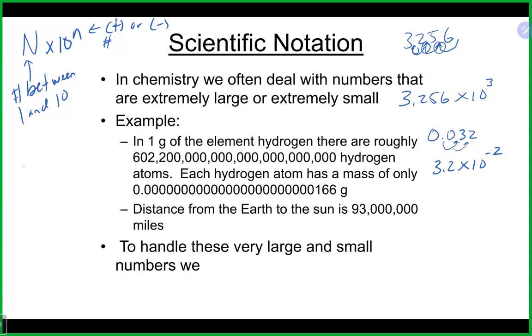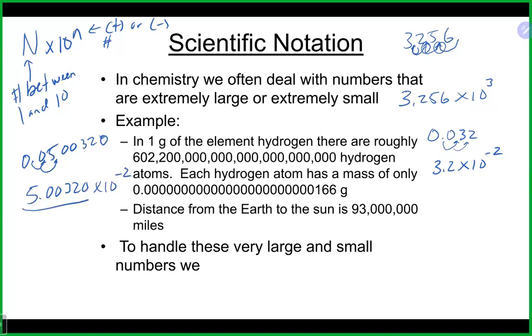So if I had something like 0.05003320, in this particular case, we would go one place, two places, and that would get us to 5.00320 times 10 to the minus 2.